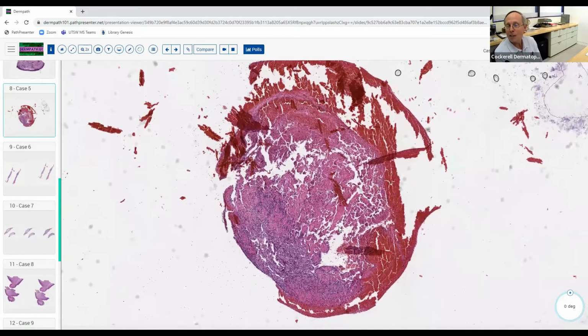Sorry for all these artifacts on the slide. It makes it kind of look ugly, but this is probably one that you see routinely.